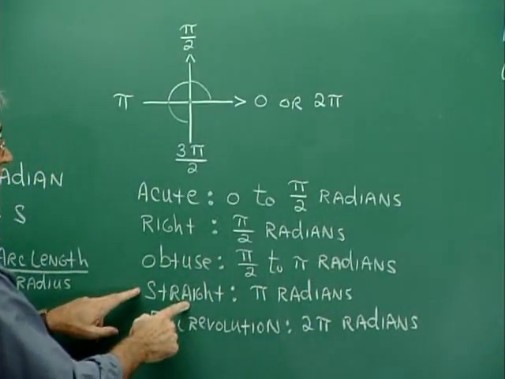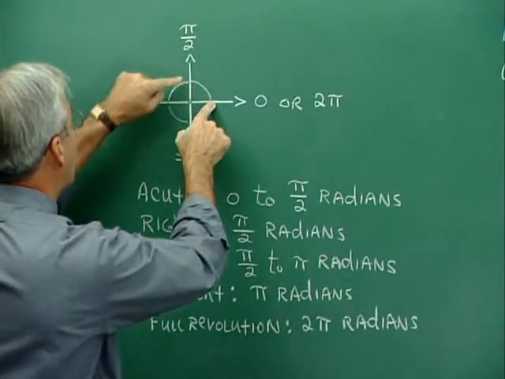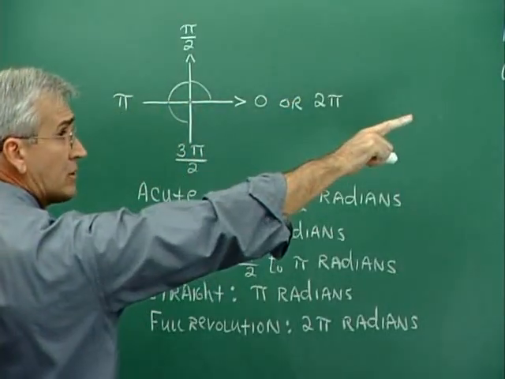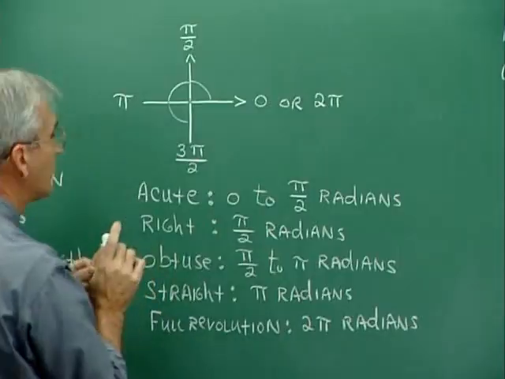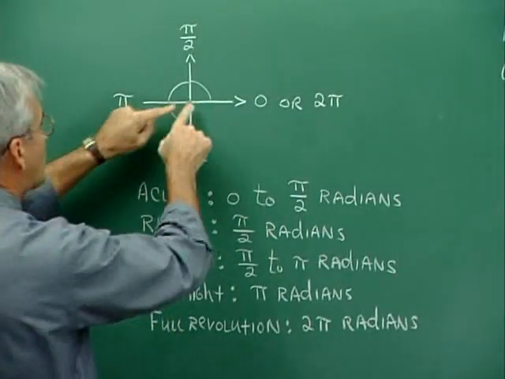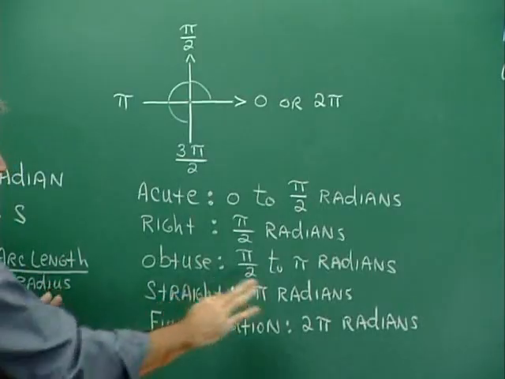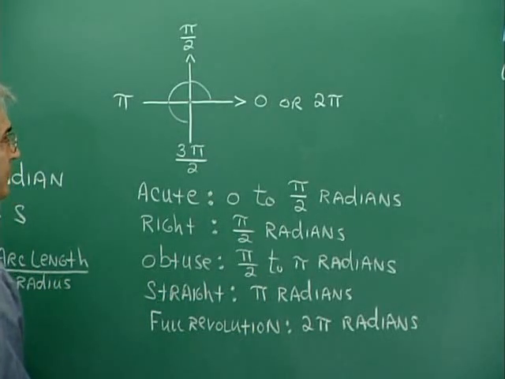A straight angle is just an angle formed with the terminal side and initial side going out in opposite directions, and no wonder it's called a straight angle for that reason. But a straight angle is exactly pi radians, and a full revolution would be 2 pi radians.